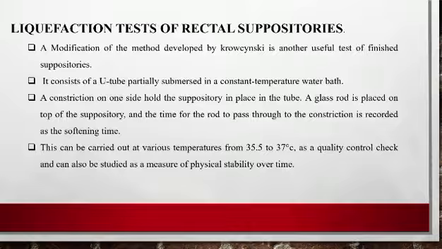This can be carried out at various temperatures by changing the temperature of the water bath. As a quality control check, it can also be used to study physical stability over time. At lower temperature it should be stable and solid, and when it reaches 35 to 37 degrees Celsius, it gets melted or softened. So this is the liquefaction test for rectal suppositories, or the test for the softening time.